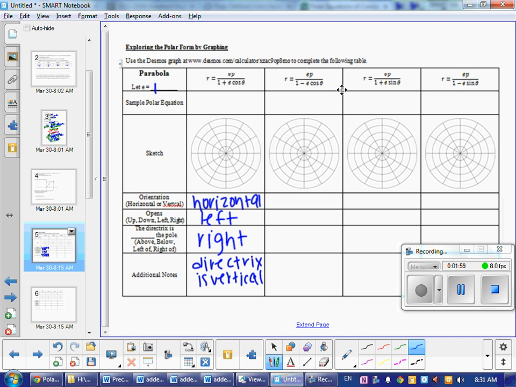Okay, so when we have 1 minus e cosine theta, what's the orientation of that parabola? Still horizontal. And what direction does it open? Good, it opens right. Where's the directrix now? To the left. And then what direction is the directrix? It's still vertical.